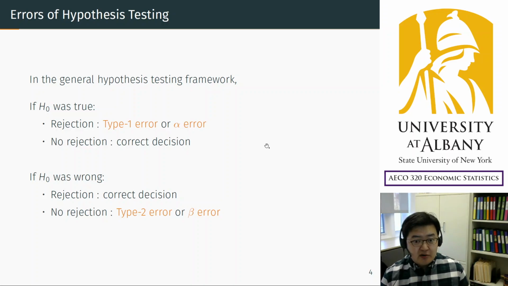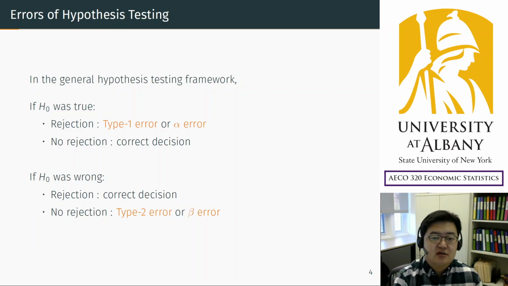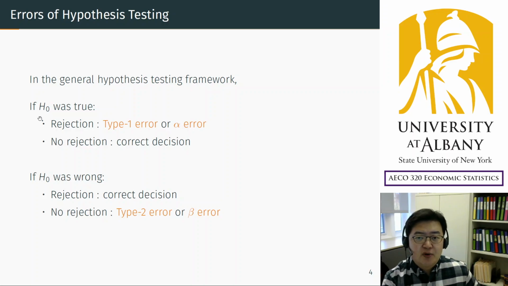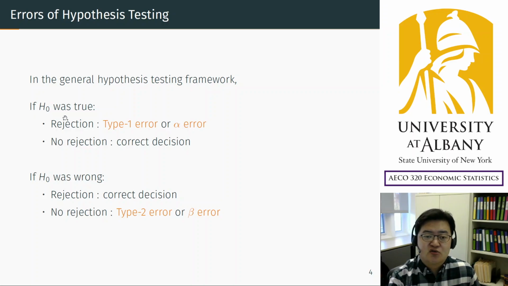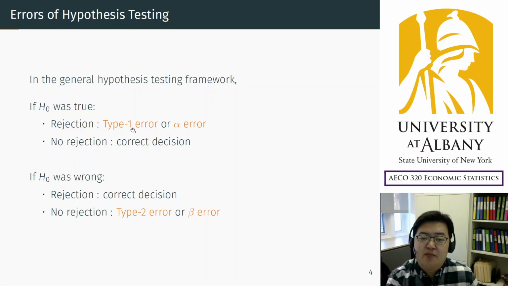So then, in general, the example was about a criminal trial, but you can translate that into general statistical terms. Suppose that the null hypothesis is true. If it was true, then rejection would be an error, and we call this type 1 error or alpha error.